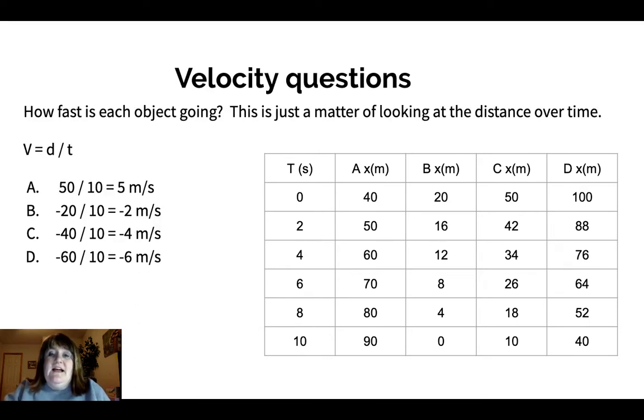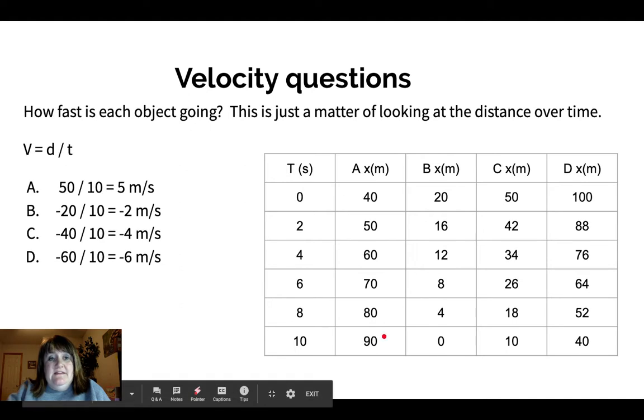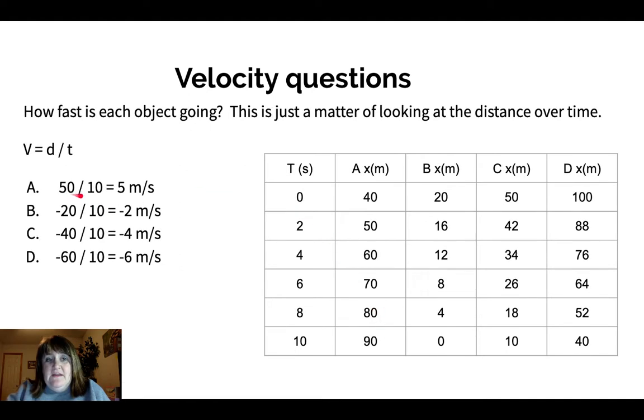Then we get into velocity questions. Remember that velocity is distance divided by time. It's how fast the object is going. So you can look at any 2 points you want to. You just have to really be consistent. So I always like to go from the beginning to the end. So object A went from 40 to 90. That's up 50 divided by 10 is 5.